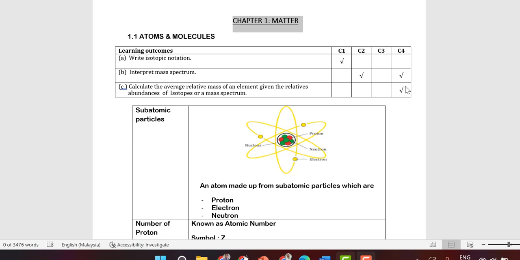So in this video, I would like to talk about chapter 1, matter. In chapter 1, there are 3 subtopics, which are atoms and molecules, empirical and molecular formula, and the last part is stoichiometry. In this video, I will cover atoms and molecules. At the end of this video, you are able to write isotopic notation, interpret mass spectrum, and calculate average relative mass from abundances and the data from a mass spectrometer.